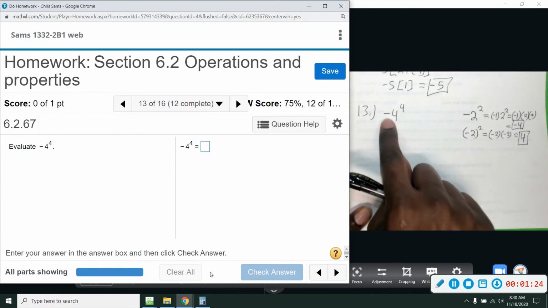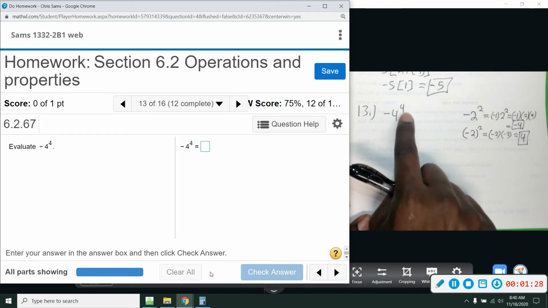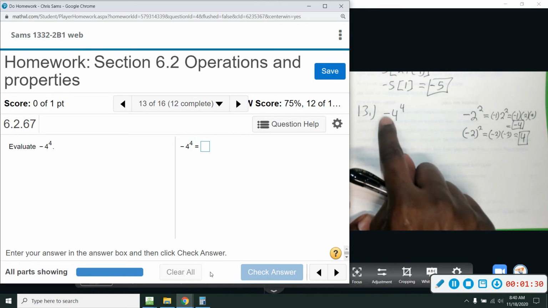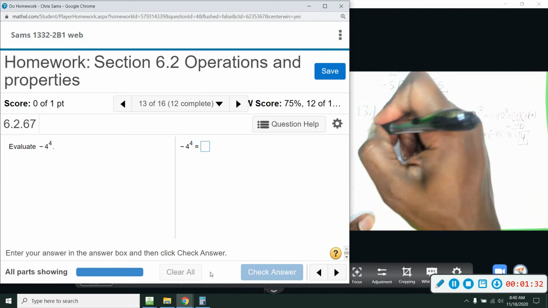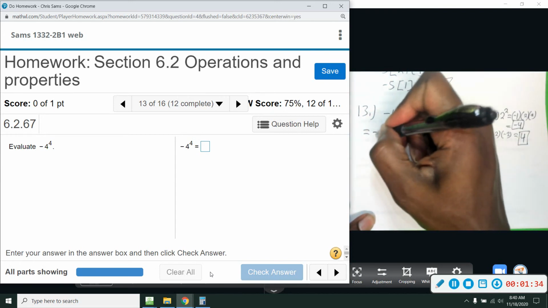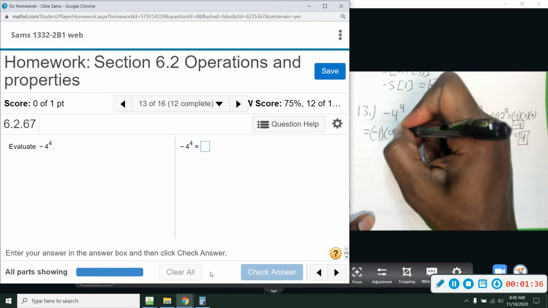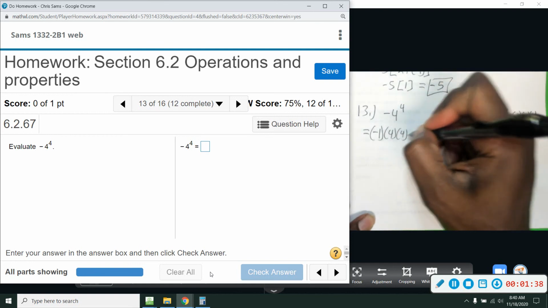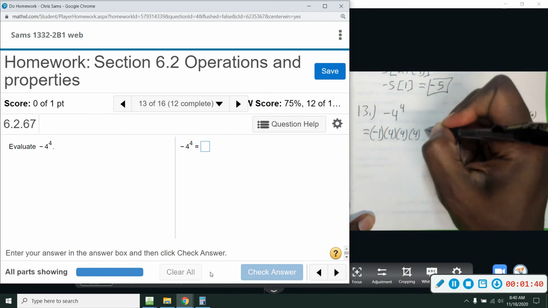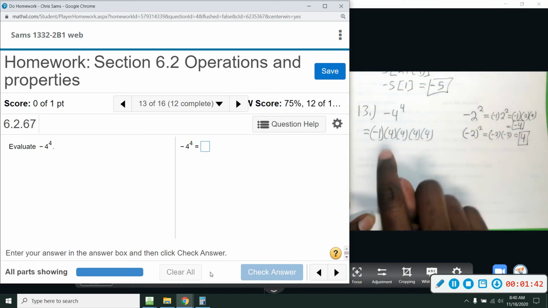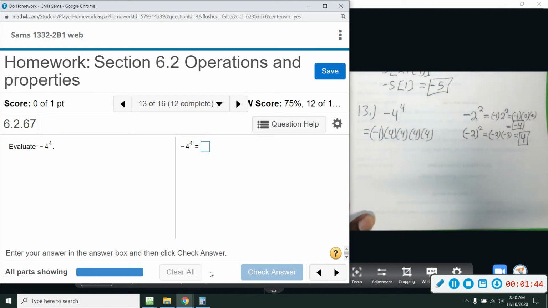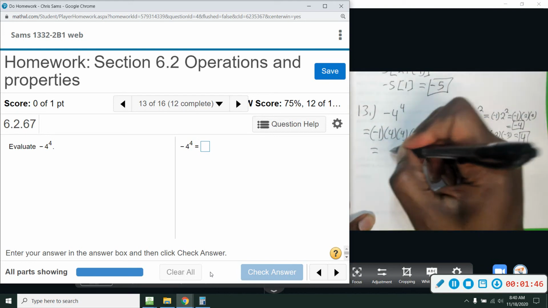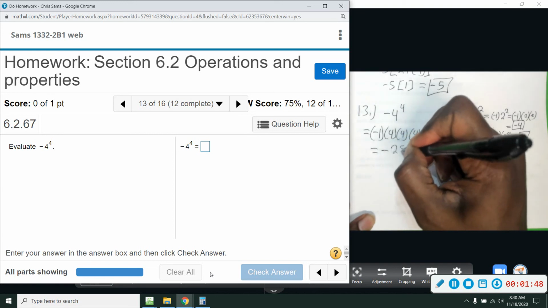So what you need to know here is that we're raising 4 to the 4th power, but the negative is not with it. So here what we're doing is -1 and then 4 times 4 times 4 times 4. And 4 to the 4th gives us 256, so this will give us a -256.